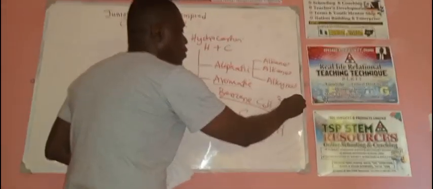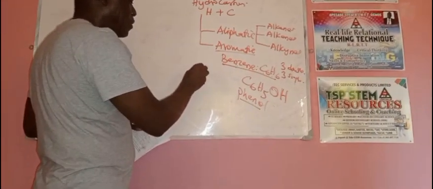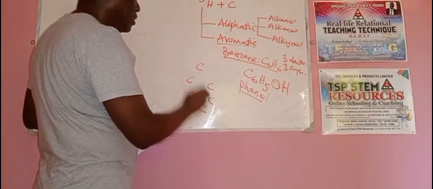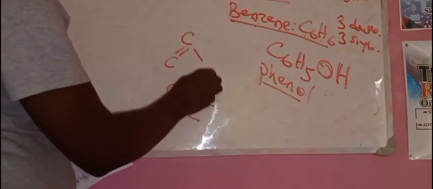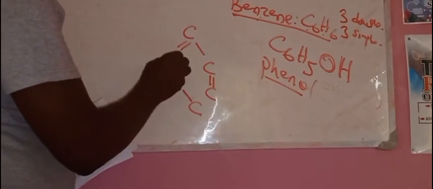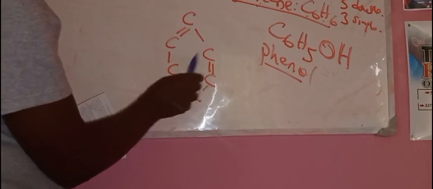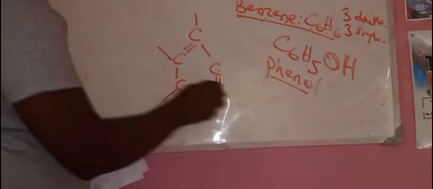three double bonds and three single bonds. Look at it. 6 carbon: 1, 2, 3, 4, 5, 6. Double, single. Double, single. Double, then single. 6 carbon, 6 hydrogen, all these are hydrogen with their attached carbon. Okay?